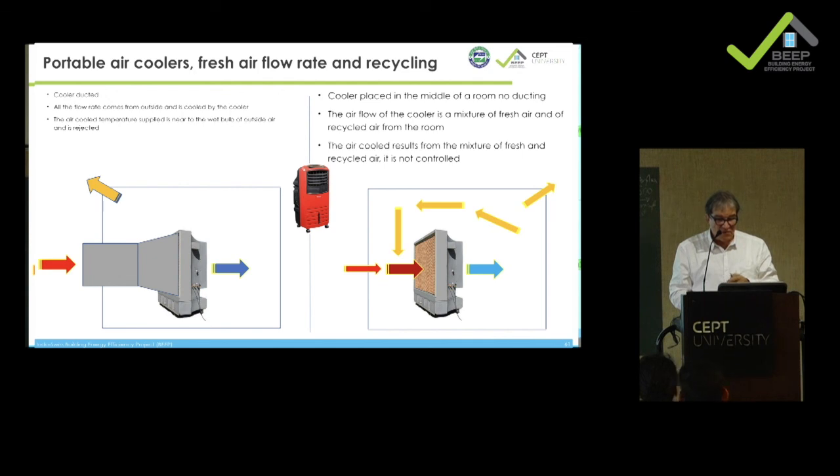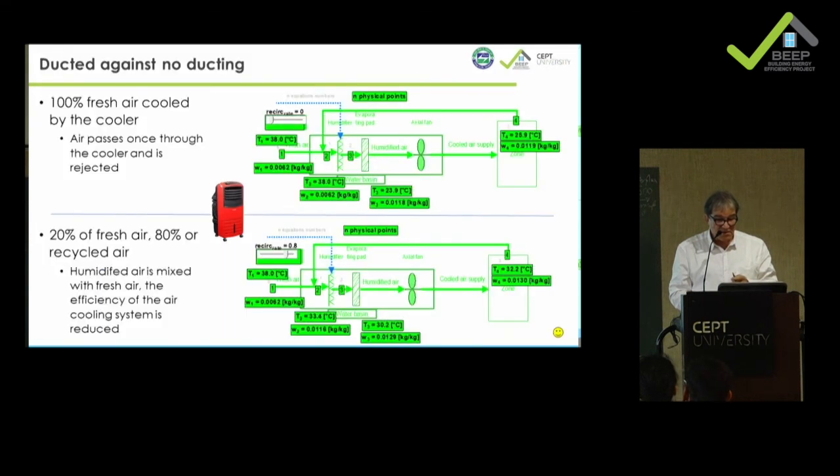Now if you compare the kind of potential you have, if you have 100% fresh air, that means recirculation rate is 0. With air at 38 degrees, you can reach something like 25, 26 degrees inside the ambient. Now if you recirculate uncontrollably, I mean without control, something like 80%, then your temperature is already at 32.